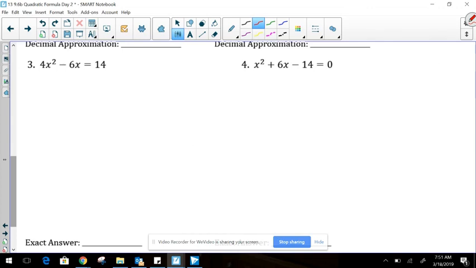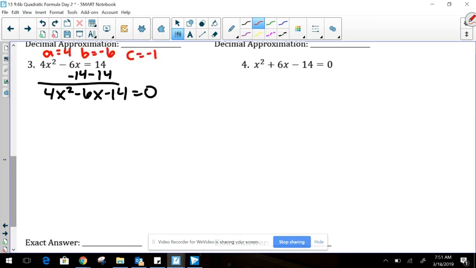Okay, so number 3 here, is it equal to 0? Nope, but we will just move that over first, so it is. So I have 4x squared minus 6x minus 14 is equal to 0. All right, let me write up a top here. So a equals 4, b equals negative 6, and c equals negative 14. Don't lose those negative signs.